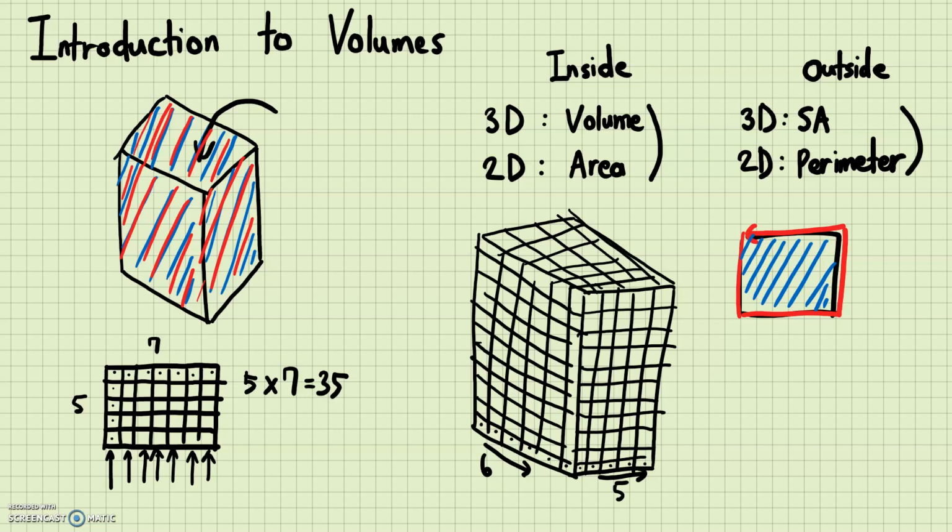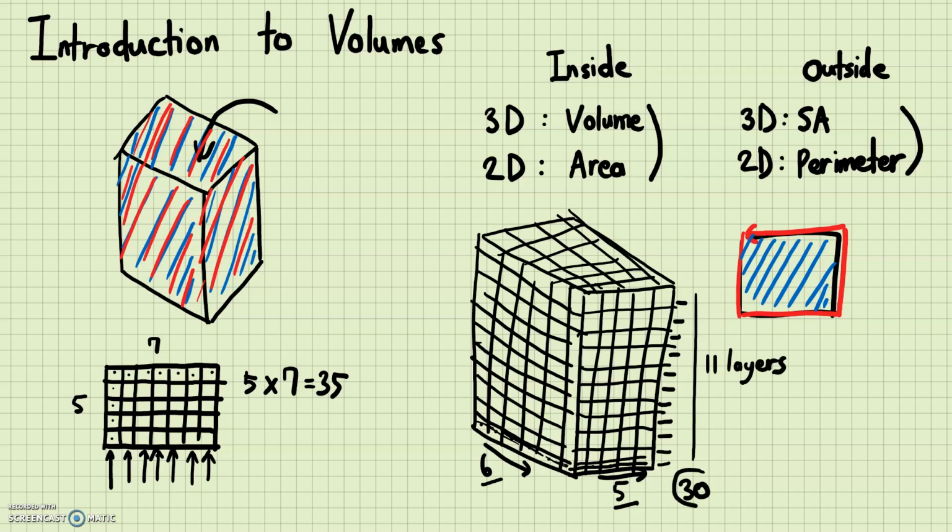Okay, then in one sheet, so imagine I take out the bottom layer, in one layer there are going to be 6 times 5. You can think of this in two dimensions. There are going to be 30 cubes in that one layer. And how many layers do we have? We have 1, 2, 3, 4, 5, 6, 7, 8, 9, 10, 11. So we have 11 layers.